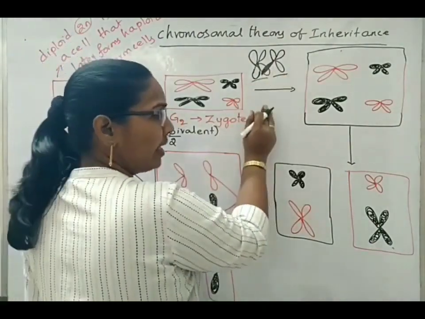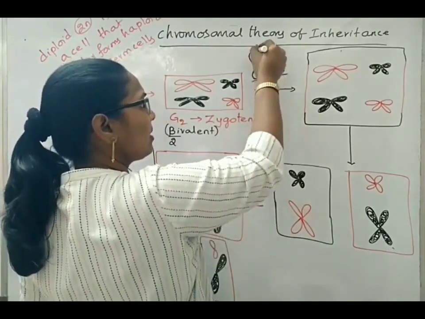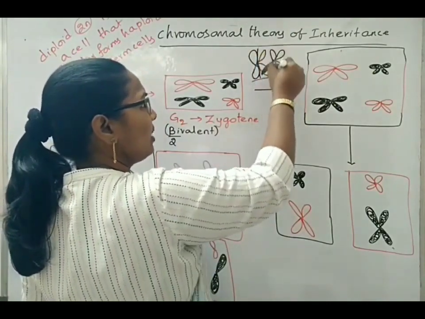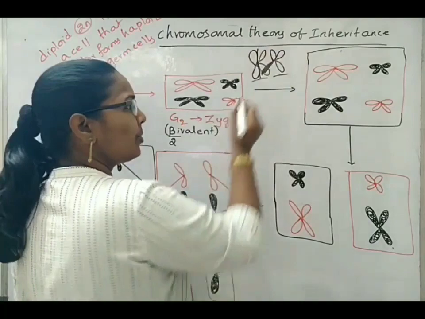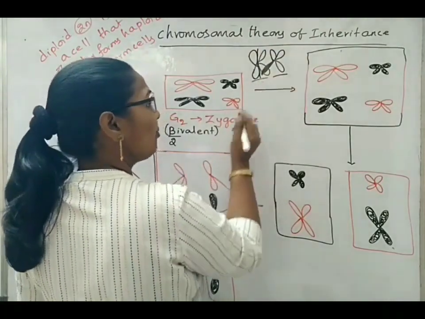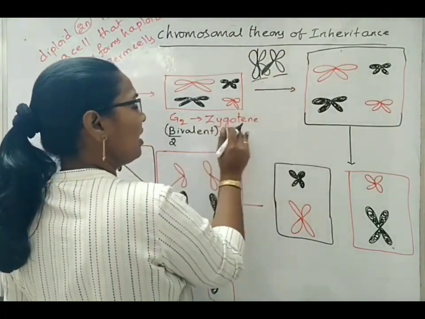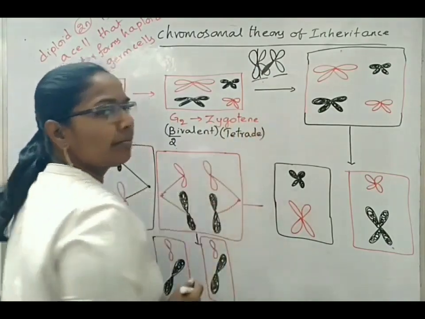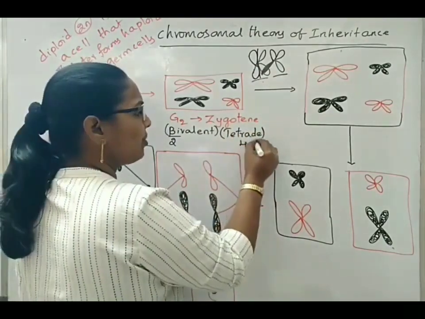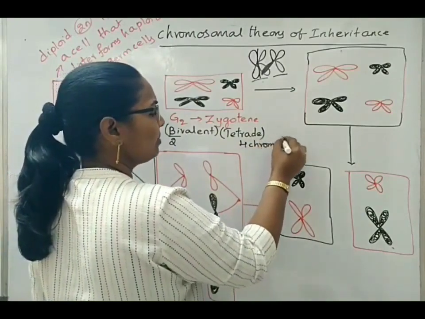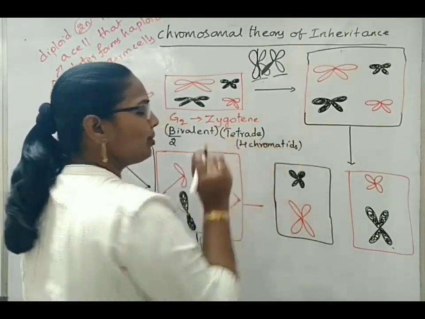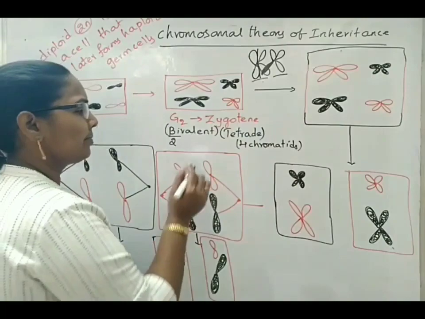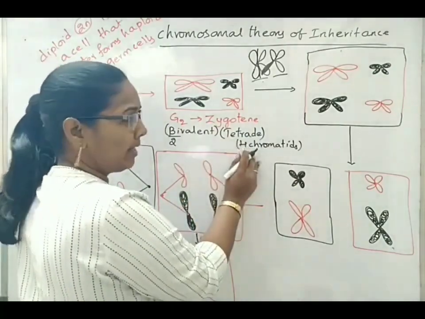But at the same time, how many chromatids are there? 1, 2, 3, 4. Four chromatids are there. So we can also give a term like this. At this stage, they also exhibit the tetrad form. Tetrad means four chromatids will be seen during the crossing over. Crossing over happens in pachytene.